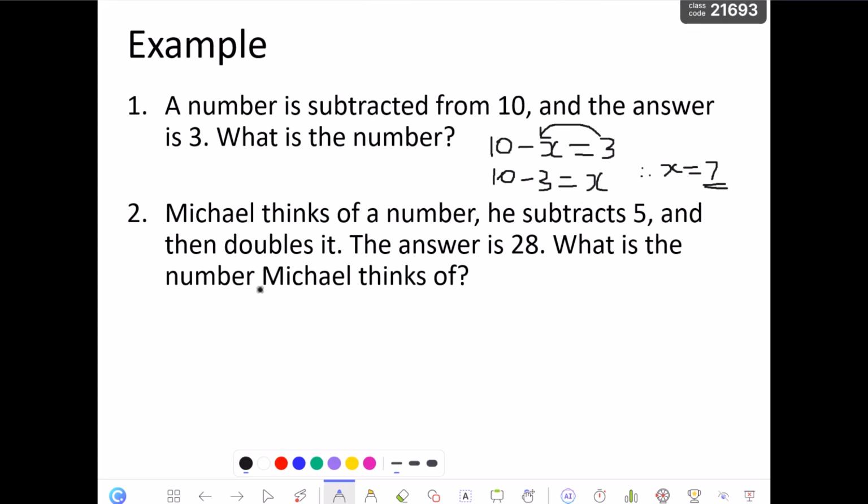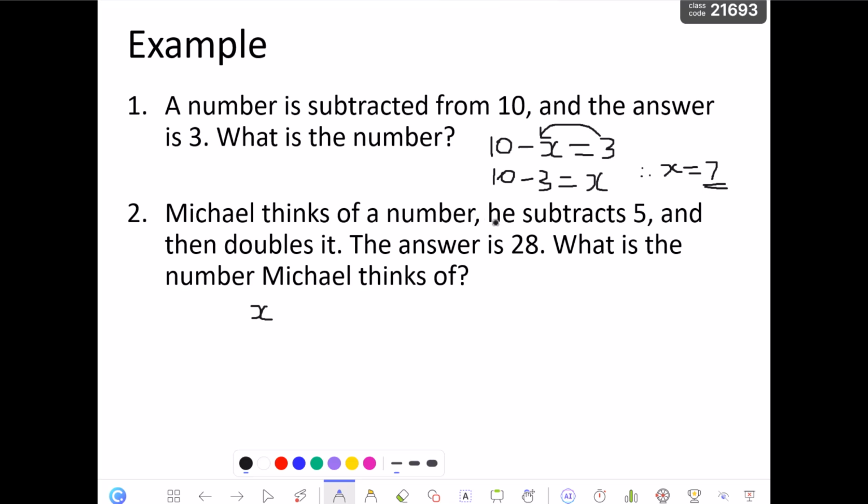In question 2, it says Michael thinks of a number. So if the letter you are using in this question is x, you say let x be the number. So start with x, just write your x first. You have interpreted the first part of this question. Michael thinks of a number. You have interpreted it. This is the number x.